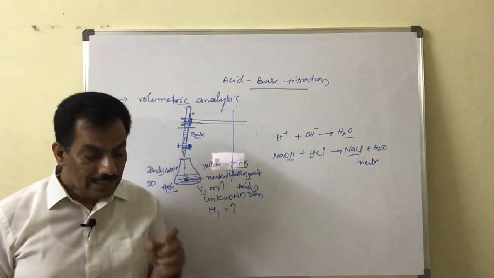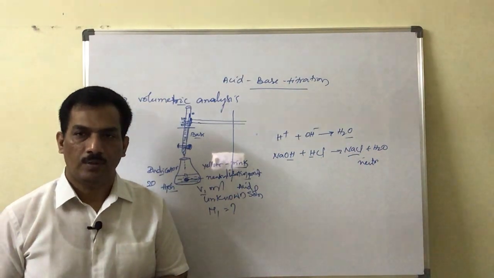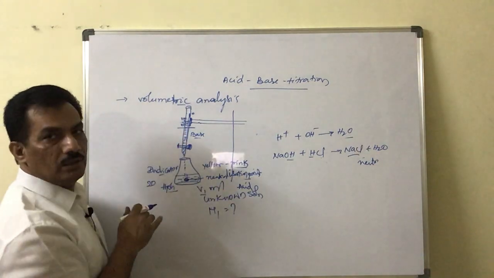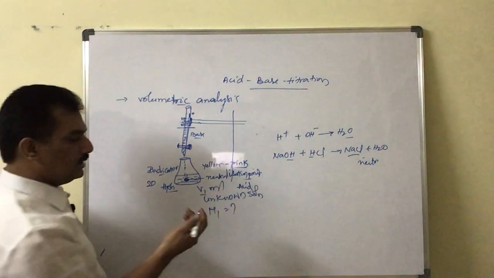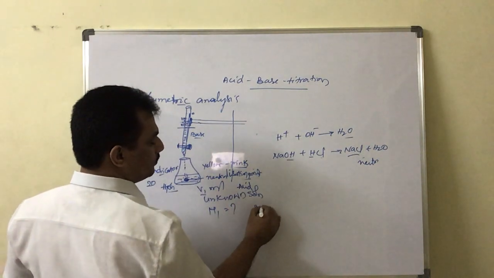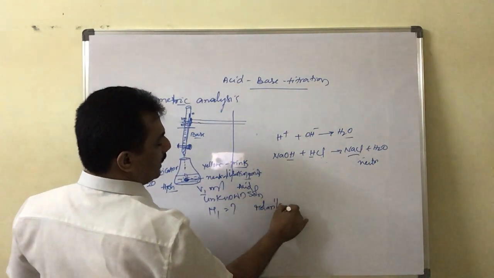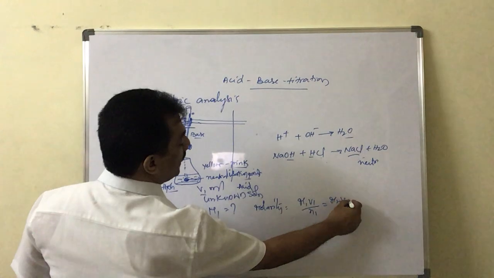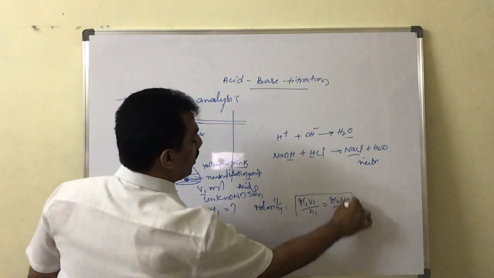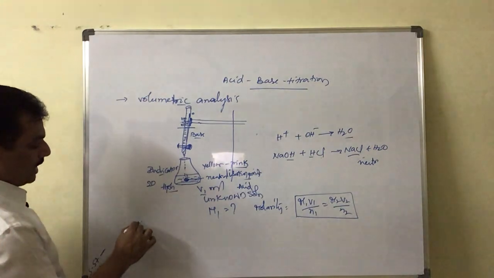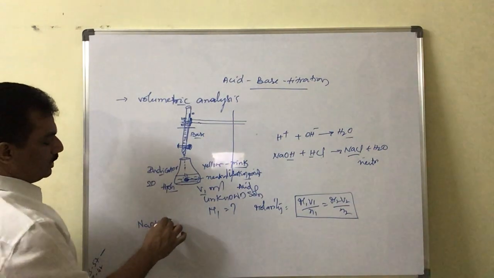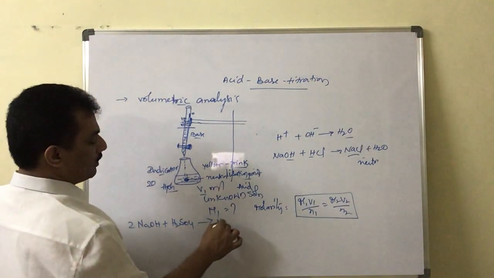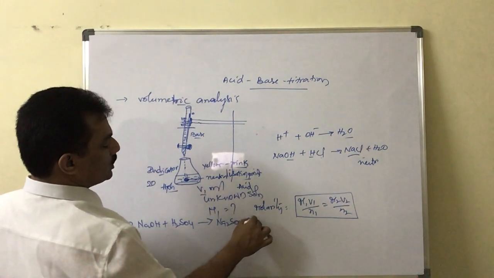At that neutralization point, the concentrations of the acid and base are related by the law of neutralization. In terms of molarity, we have to consider M1V1/N1 = M2V2/N2, where N1 and N2 are the coefficients involved in the balanced equation. For example, if NaOH is reacting with H2SO4, 2 moles of NaOH will react to give Na2SO4 plus 2H2O.